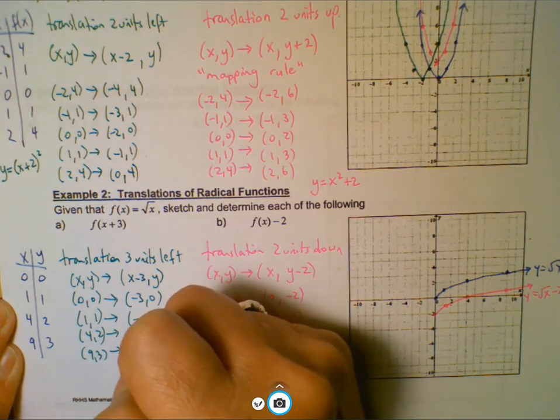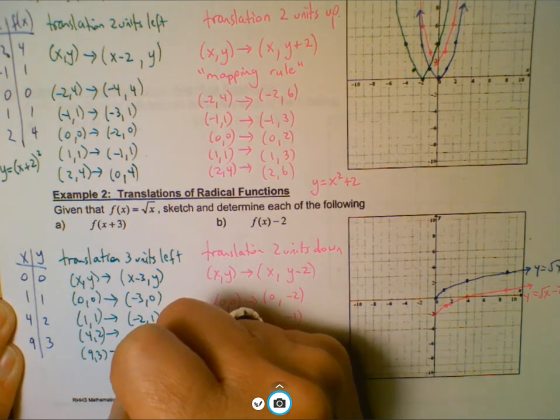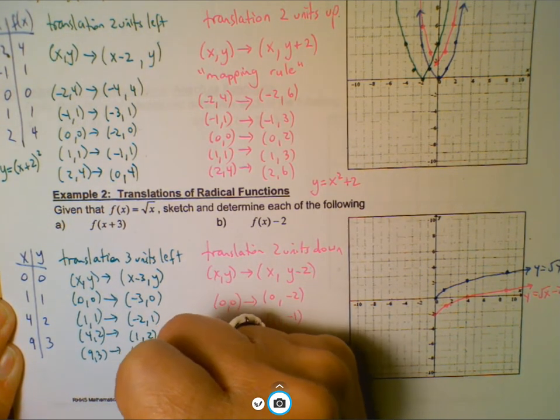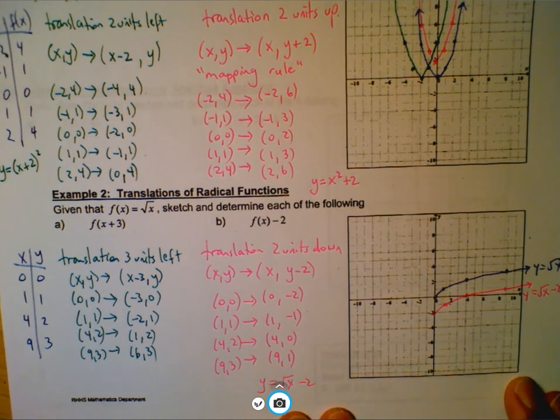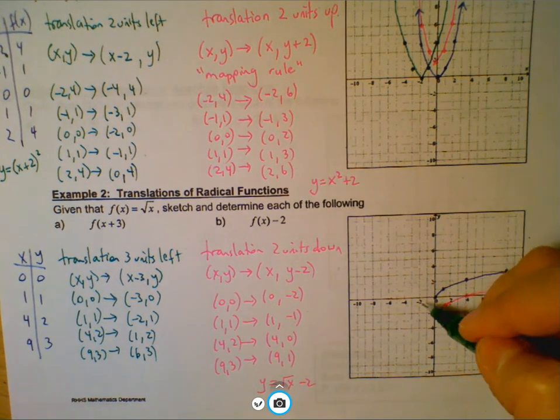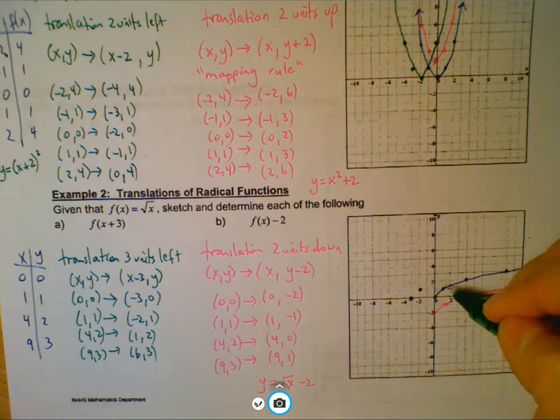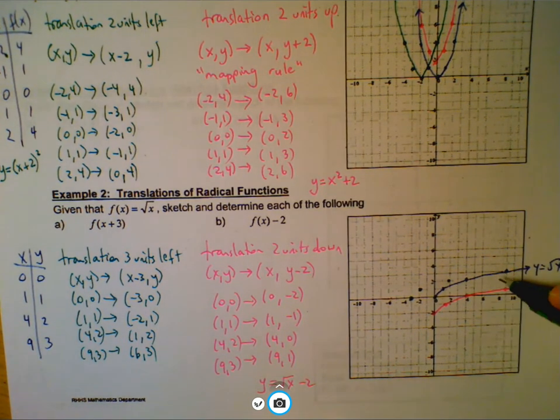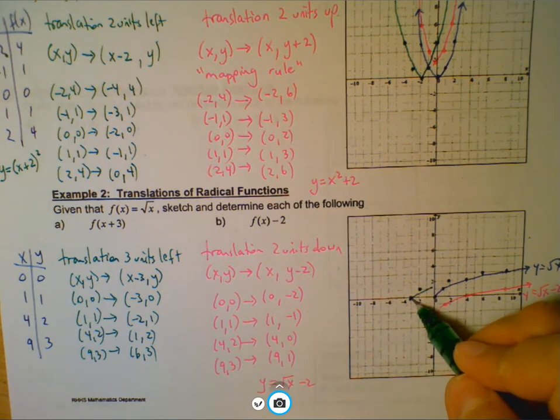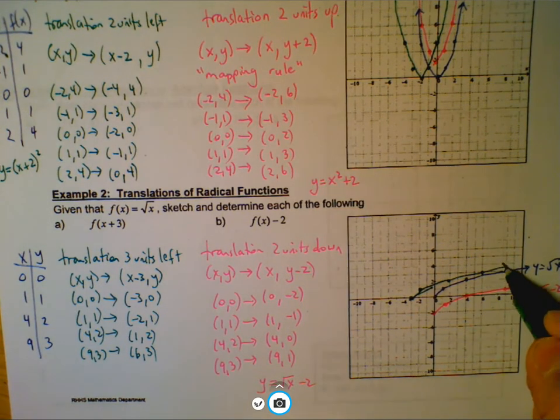So negative 3, 0, negative 2, 1, 1, 2, 6, 3. So I'm going to put them on. Negative 3, 0, negative 2, 1, 1, 2, and 6, 3. Okay, kind of, sort of.